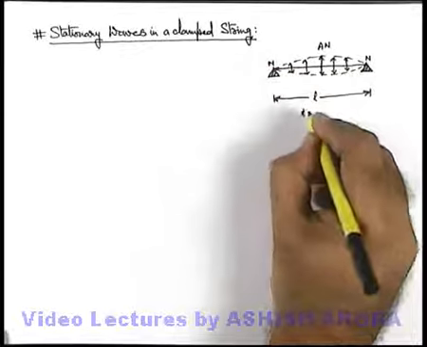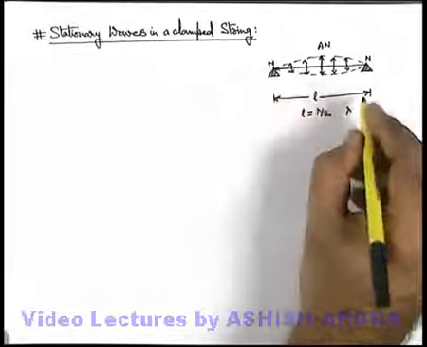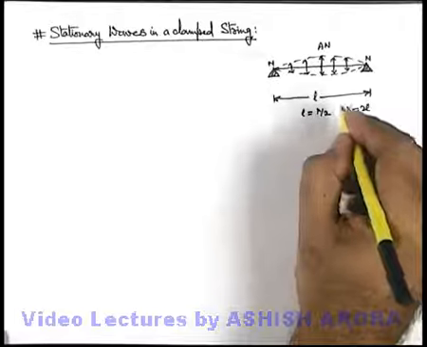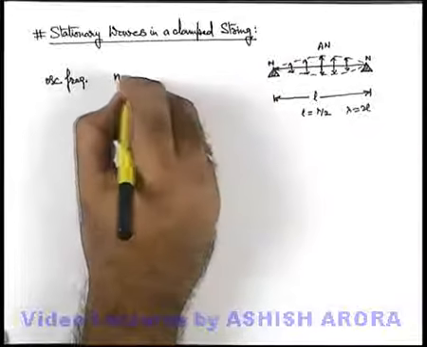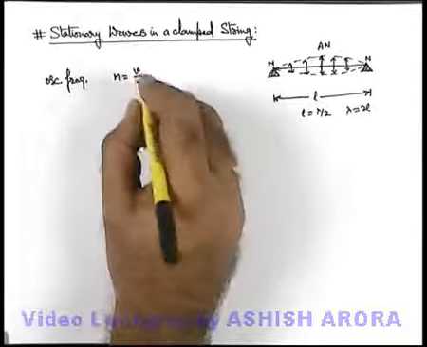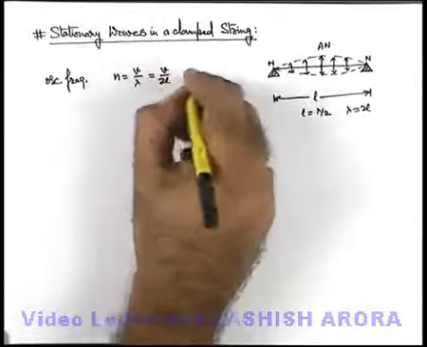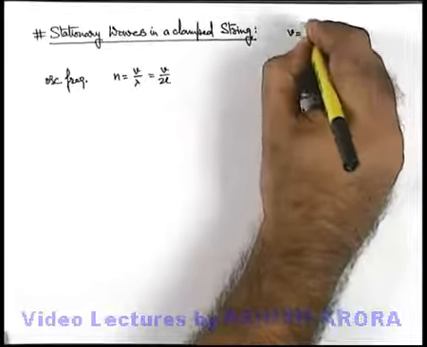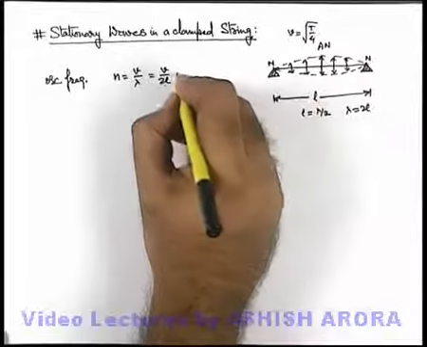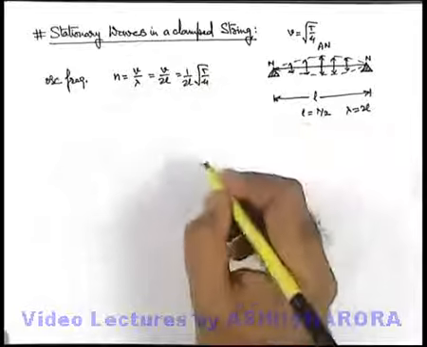So here this length L of the string will be lambda by 2, which gives us the wavelength of the wave in this string, which is 2L. If we find the oscillation frequency of the string, this frequency can be written as V by lambda, and here the wavelength is 2L, so we can write it as V by 2L. And as we know, in a stretched string, wave velocity is given as root of T by mu. So this can be written as 1 by 2L root of T by mu.